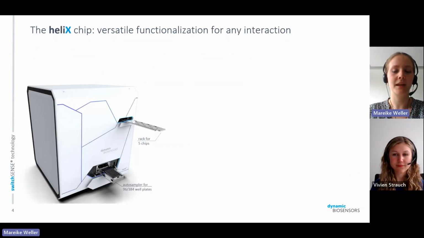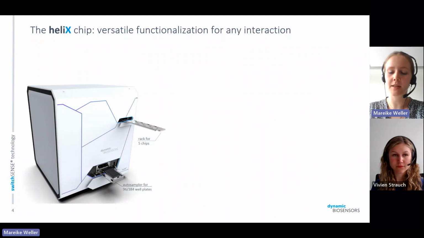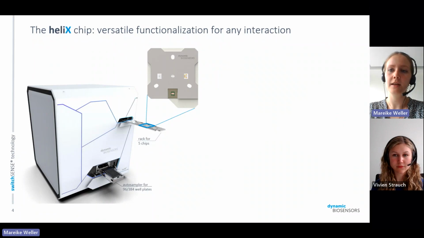So I want to explain to you a little bit more about the technology and how the assay setup works, to better understand the signals of the measurements that we measured. For those of you who haven't encountered our Helix device yet, it's a device where you have an autosampler at the bottom where you can put in your 96 or 384 well plates, which is especially important if you do screenings. In the upper part is placed the Helix biochip, and this is the chip where we measure.